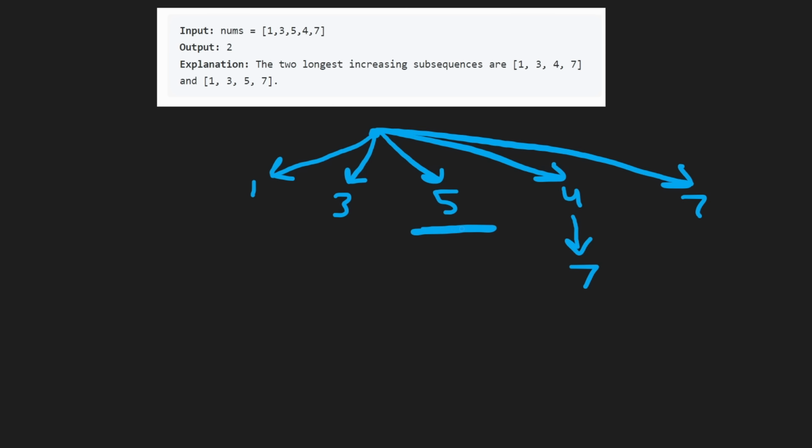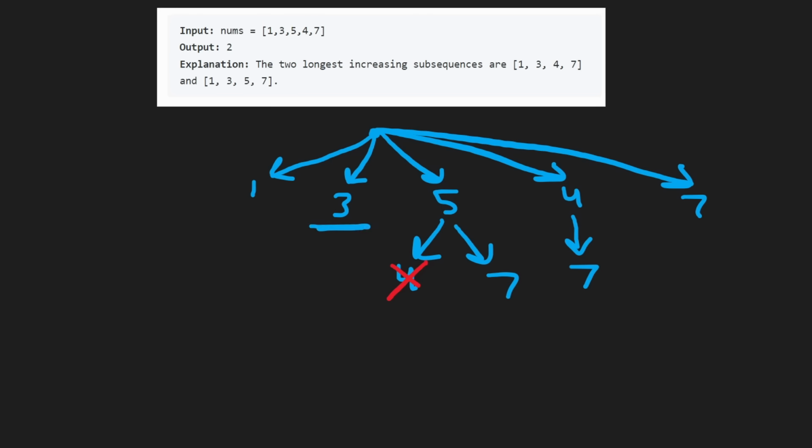What about for 5? Well, the next element that comes after 5 could either be 4 or it could be 7. We know that 4 doesn't even work for us because it's smaller than 5, so we're not even going to consider this path, right? So the LIS starting at 5 happens to be 5, 7 of length 2.